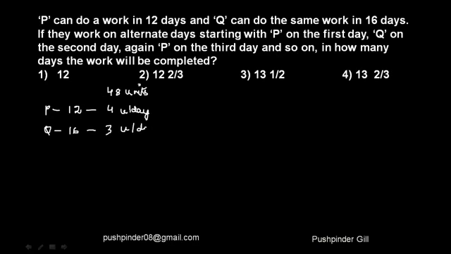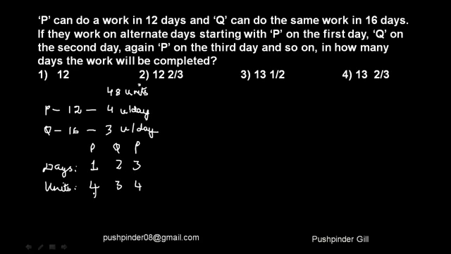So I hope everyone is understanding what I'm trying to do here, right? So 4 units every day and 3 units every day. Now they are working on alternate days, right? P is working on the first day, Q is working on the second day. So these are days here and these are units here. What is happening on the first day? First day P is working and he is finishing his 4 units. On the second day Q is working and he is finishing his 3 units. Again on the third day P is working and is finishing his 4 units.